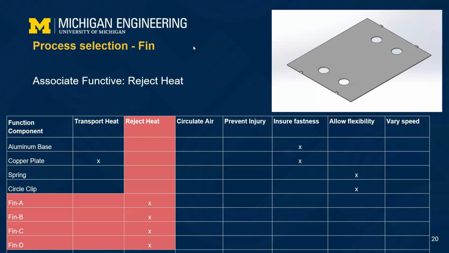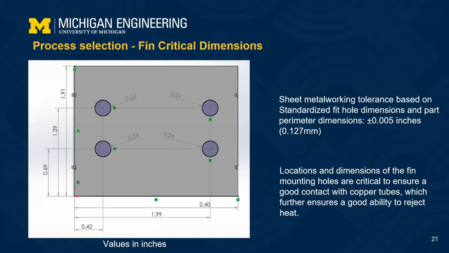Here is the process selection for the aluminum fin. Its major function is to reject heat. Here are major dimensions. And based on standardized feed hole requirement and part parameters, the tolerance is 0.005 inches. Locations and dimensions of the fin mounting holes are critical to ensure a good contact with copper tubes, which further ensures a good ability to reject heat.